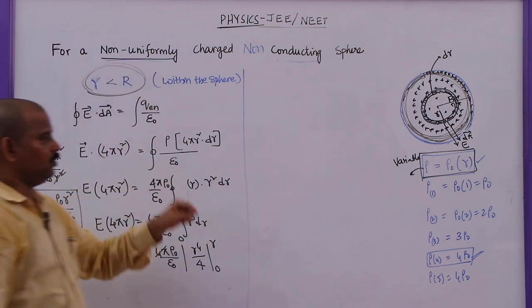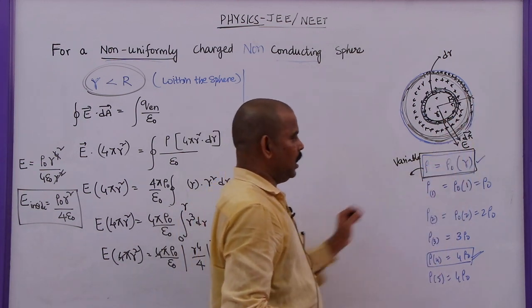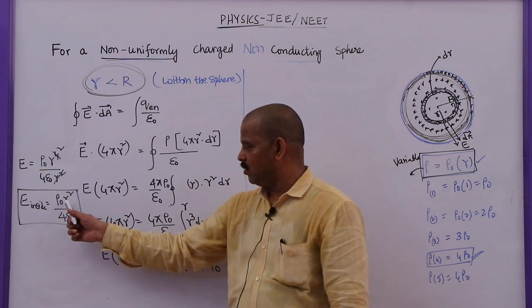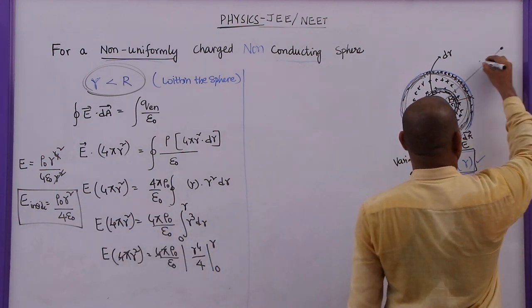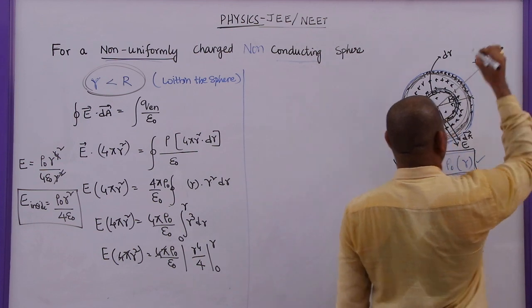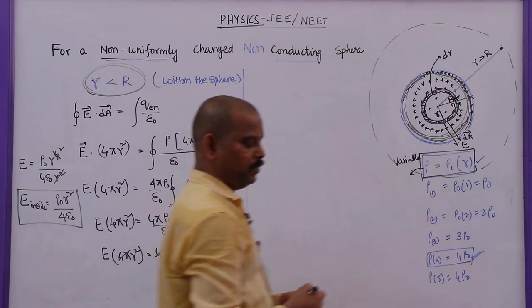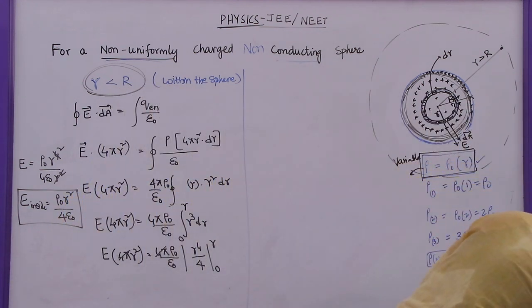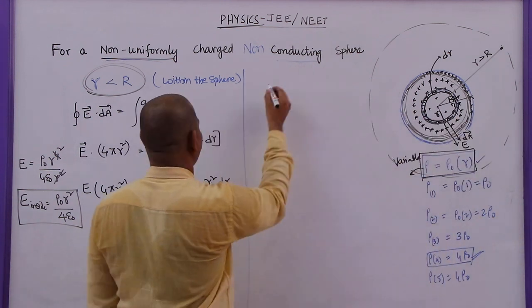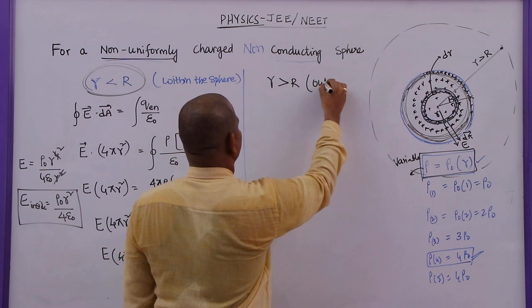But if you take a point on the surface of the sphere, the only change is small r will become capital R square. Now if you take a point somewhere here, where r is greater than capital R, now you have to construct a Gaussian surface here. Based on this, how do we find the electric field at this point? Same formula, if r is greater than capital R, that is outside the sphere.